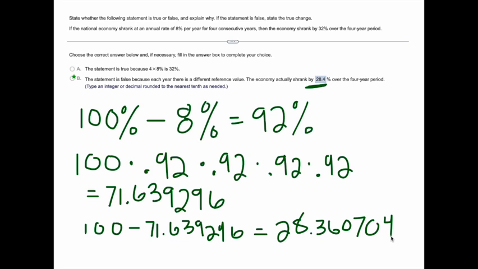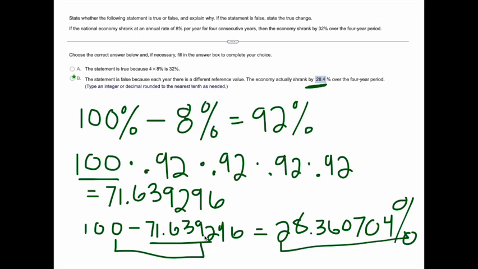Now, if I wanted to find out what it decreased for an individual year, I would take 100 times the 0.92, and that would just give me the first year. Then if I take 0.92 again separately, that would give me the second year. What we're doing here is we're doing all 4 years at once and then seeing what that difference is. So because we used it out of 100, because we're doing percents, that means it decreased from 100% down to 71.639296%, which is a difference of 28.36. Now the direction says to round it to the nearest tenth, so this becomes 28.4, and there's our final answer.